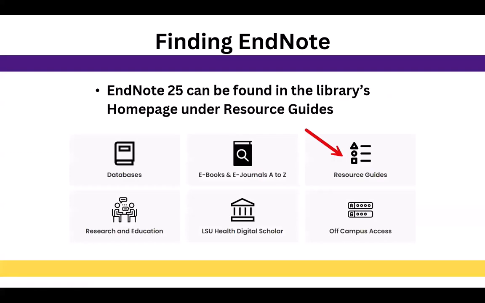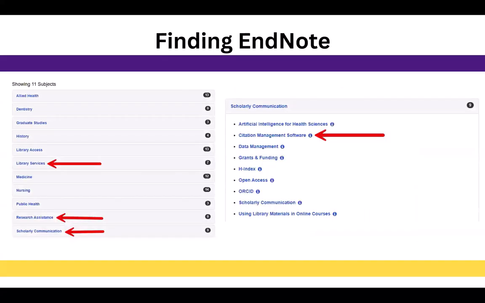So how do we find EndNote? Well, EndNote 25 can be found in a few different places. I'm going to first show off going through the library's resource guides. This screenshot shows the library's homepage, and the red arrow indicates the button for the resource guides. When you select that, you will see the screenshot on the left, which shows 11 different subjects by which the resource guides are categorized. The three arrows show where you can find the link to the citation management resource guide. It's under library services, research assistance, and scholarly communication. And on the right-hand side, you see that screenshot pointing out specifically what citation management software looks like under the scholarly communications tab, but it will look similar in those other places.